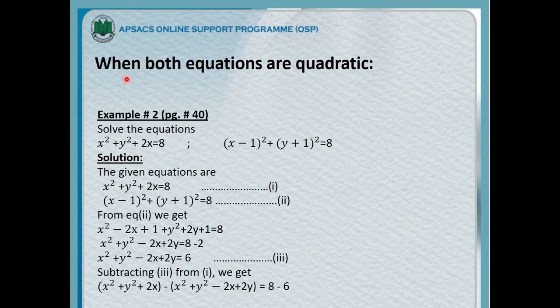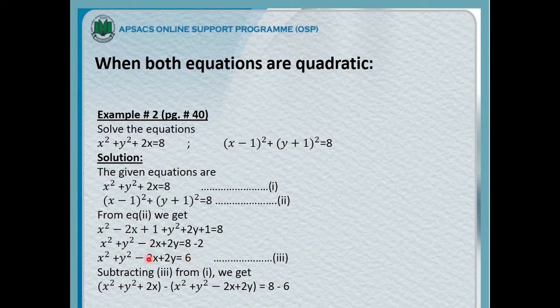Let's discuss the second case, when both equations are quadratic. I am going to explain example number 2 on book page number 40. You can see both the given equations are quadratic. Equation number 1 and 2 are the given equations. From equation number 2, we can apply the whole square formula. So by applying the formula, we get equation number 3.